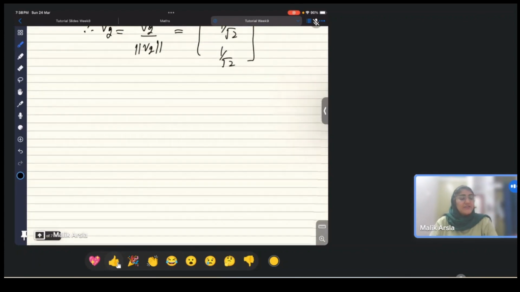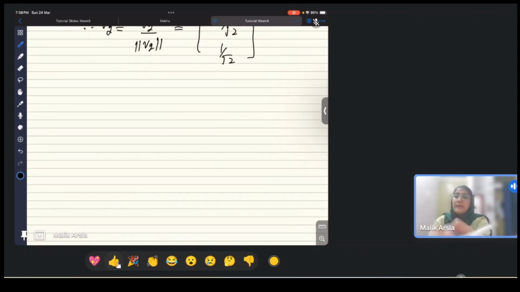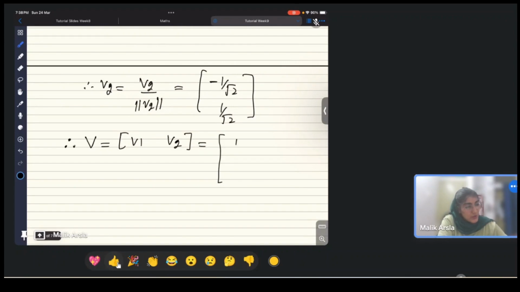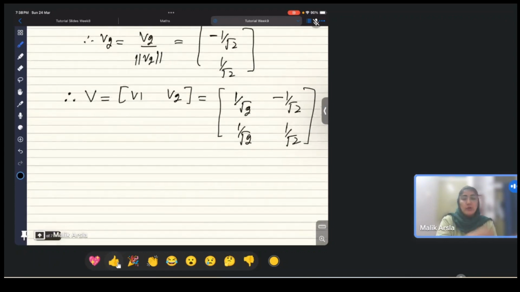So with this we have calculated our V matrix, right? Therefore we can say V is V1 and V2. So what was our V1? 1 by root 2 and 1 by root 2. And our V2 vector is minus 1 by root 2 and 1 by root 2. So V we have calculated.